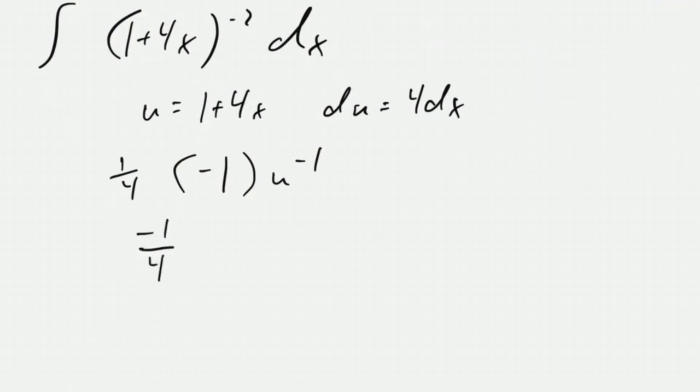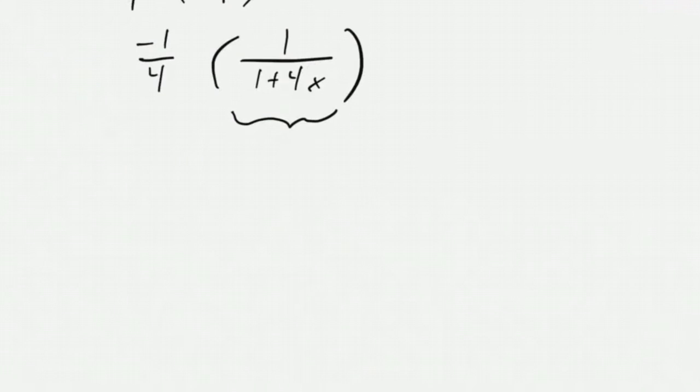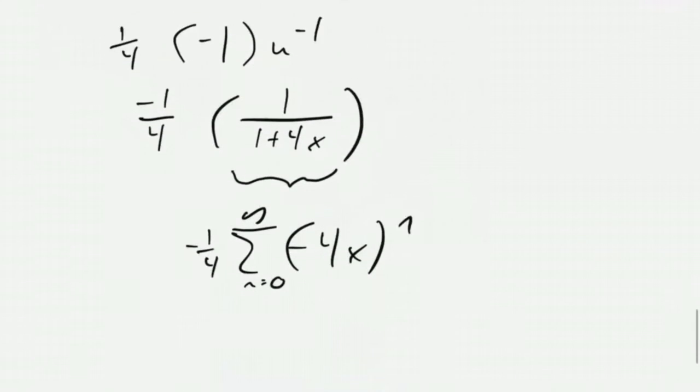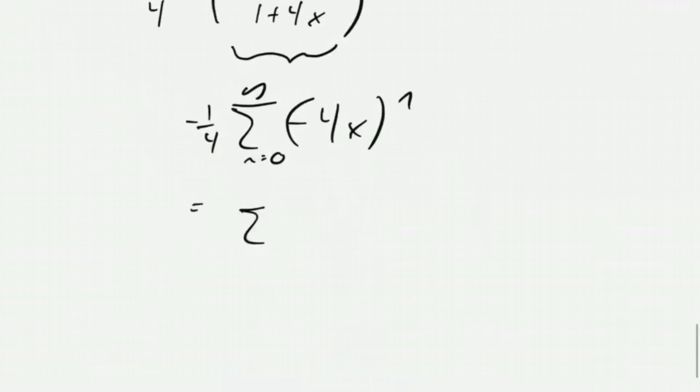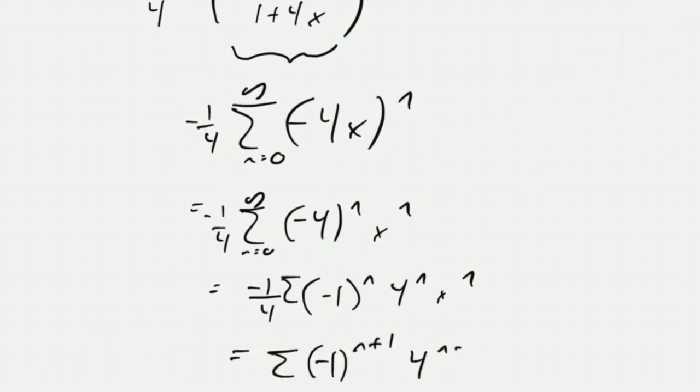Okay. So this should be my function, right? Now, can I find a power series for this thing? Yeah, let's see. That would be negative 4x to the power n. Then I'd have negative 1/4 out front. So pulling everything inside my series, I should get this.